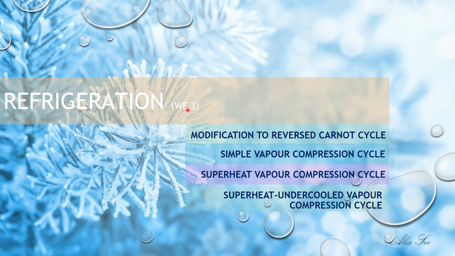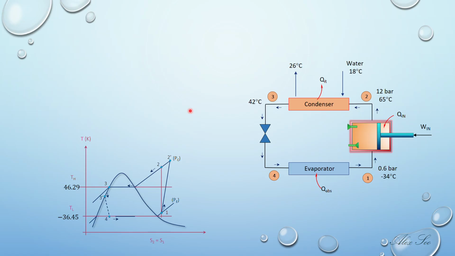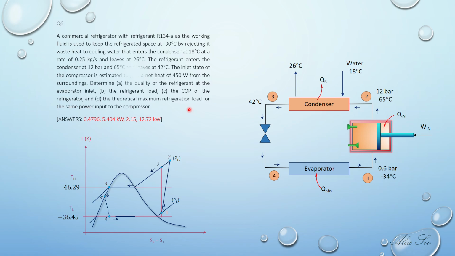Now this will be our third example for refrigeration. The question here: a commercial refrigerator with refrigerant R134A as the working fluid is used to keep the refrigerated space at -30 degrees C, by rejecting its waste heat to the cooling water that enters the condenser at 18 degrees C.